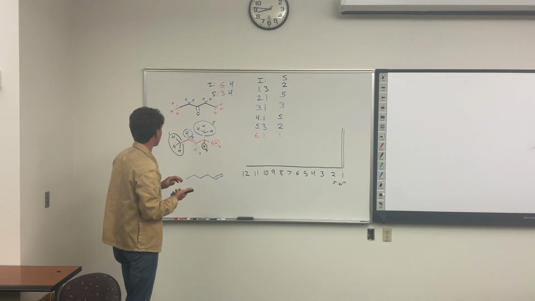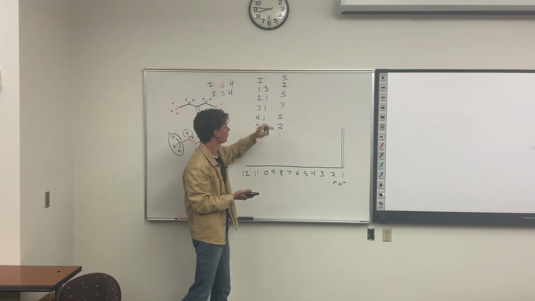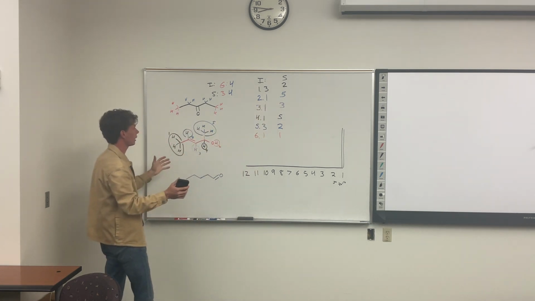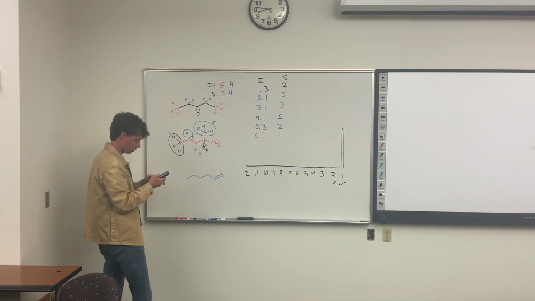Next, we have intensity of 1, split into 5, so a short, fat signal on an alkene. Alkenes, they are going to be, oh, you know what?